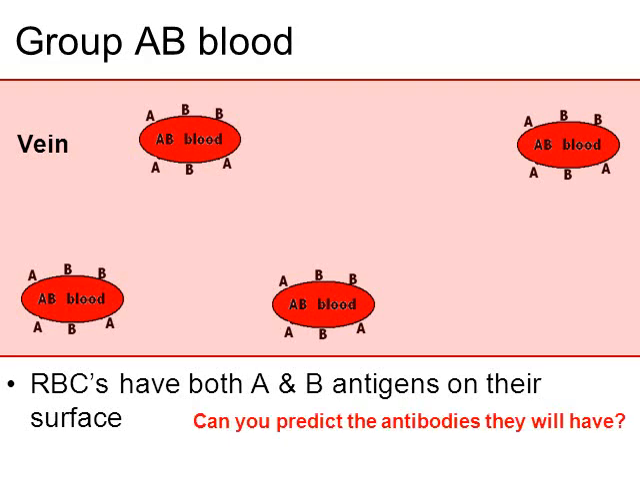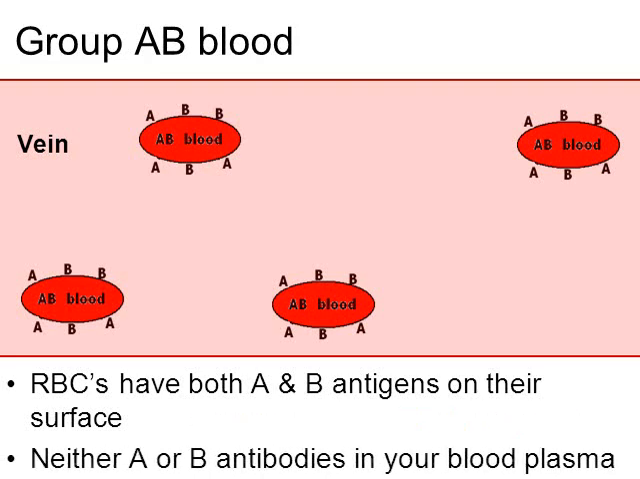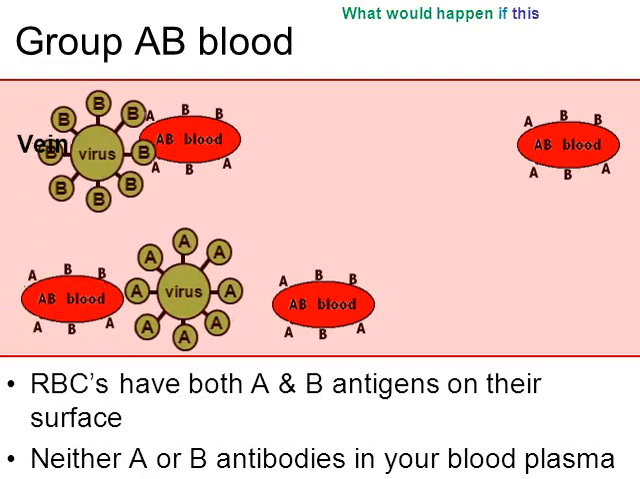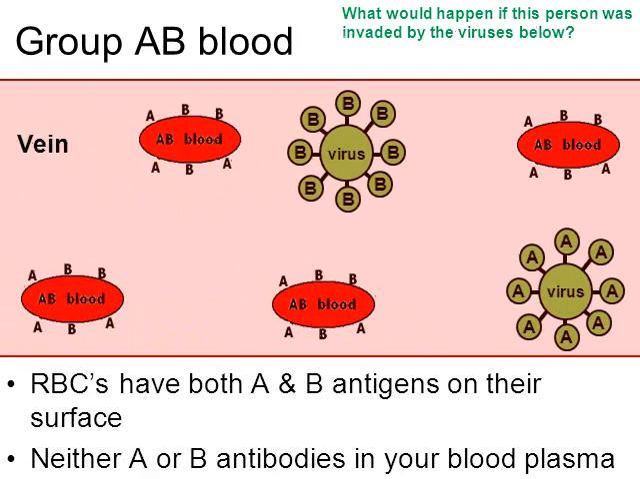Will they have both? Will they have neither? Well, I hope you can see that they don't have either in this case, because if they had an A antibody, if this person had an A antibody flowing through their veins, it would attack those A antigens you see in the picture. If this person had B antibodies flowing through their veins, it would attack the B antigens that you see in the picture. So what would happen if this person was invaded by the viruses below?